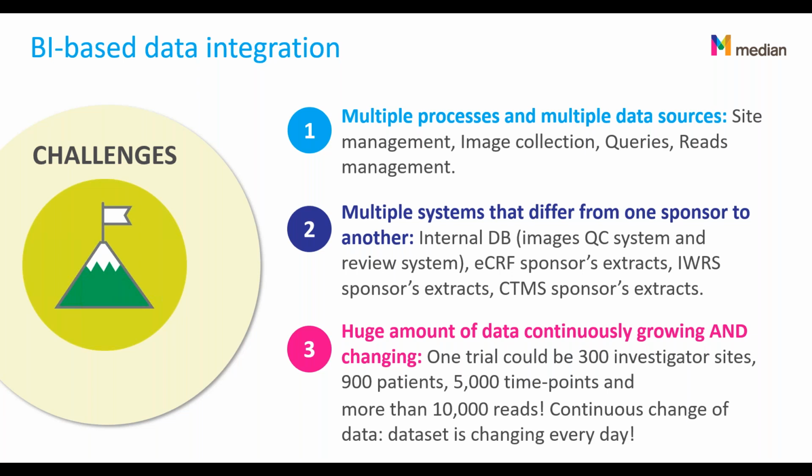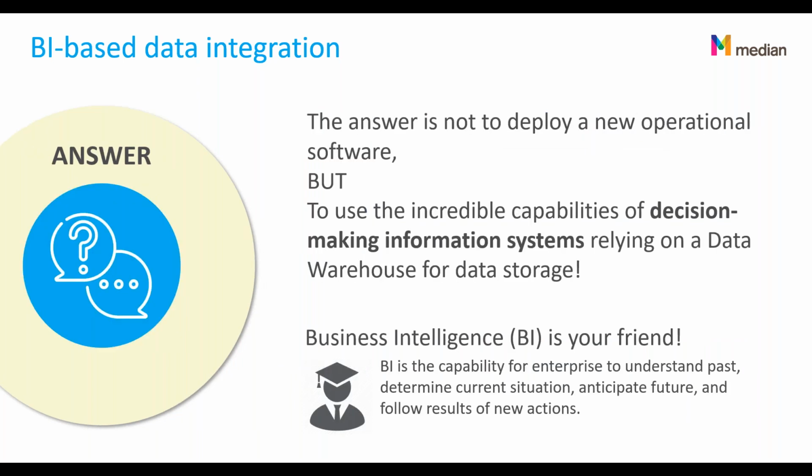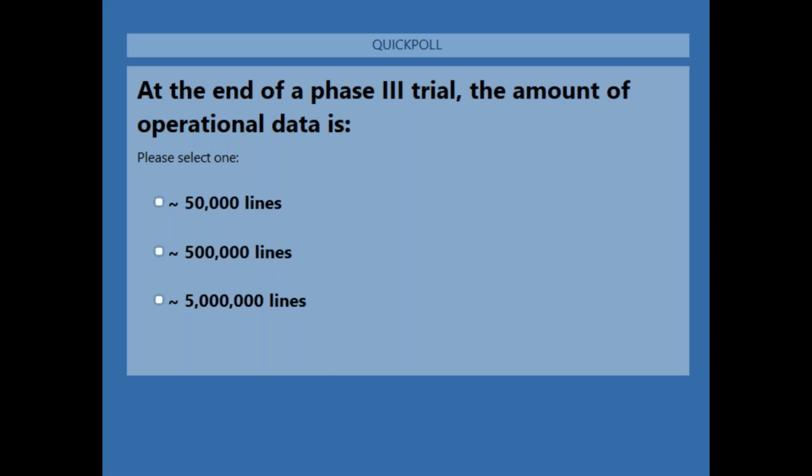And that's a good transition for a first poll, which we will ask you to play. So the question is, at the end of a phase 3 trial, the amount of operational data is, and you will have to select one of the 3 reference answers. So the first one is 50,000 lines. Second answer is 500,000 lines. And the third one is 5 million lines. So I let you a few seconds to answer the question.